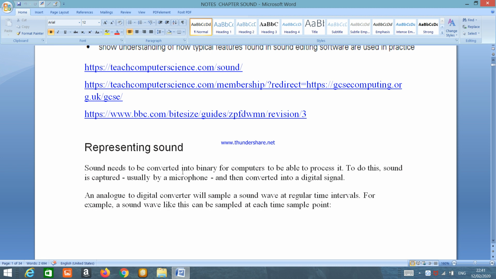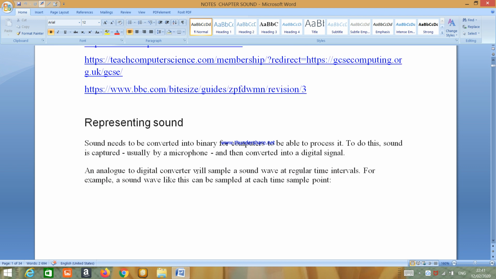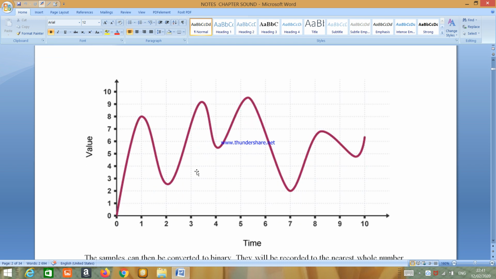So how is sound represented? Sound needs to be converted into binary in the computer. And to do this, we have to sample the sound. Initially sound is analog, meaning a continuously variable graph. It's in analog form. The graph varies continuously. There are an infinite range of values.